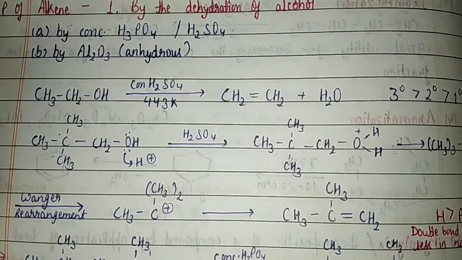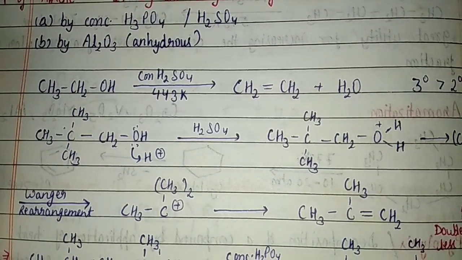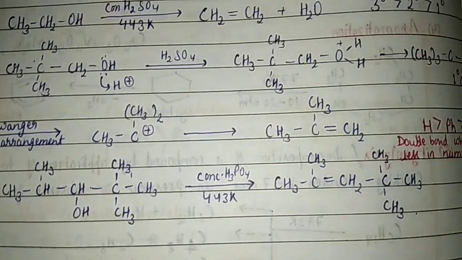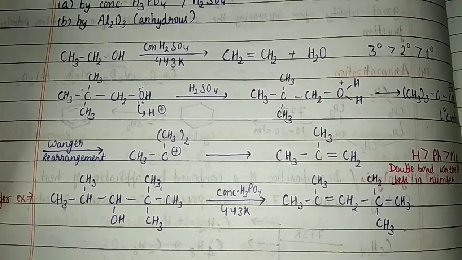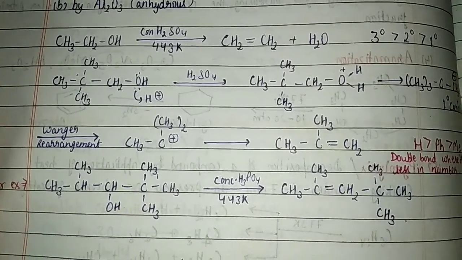So we have to remember that the temperature plays a major role here. The 443 Kelvin temperature will give you the alkene. Now the carbocation rearrangement is also there. If any carbocation rearrangement is possible, then we would first prefer that carbocation rearrangement.